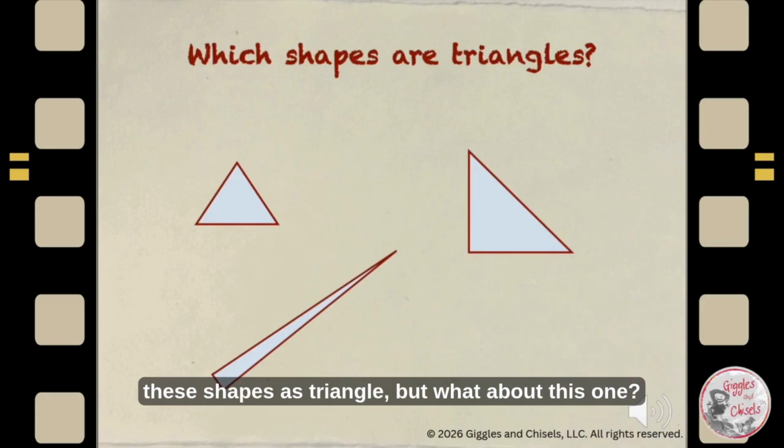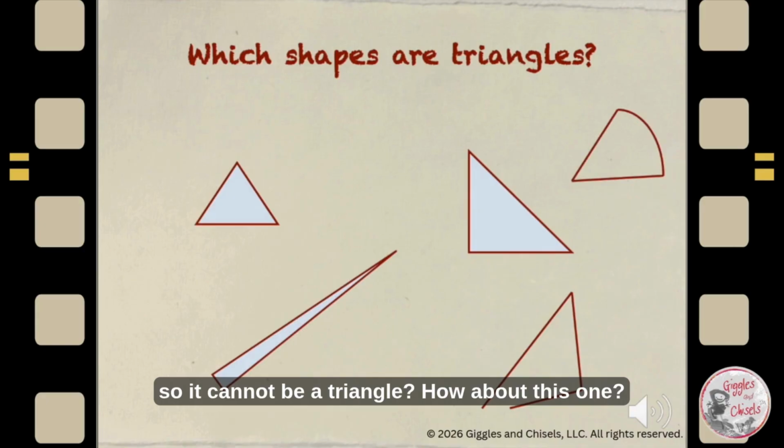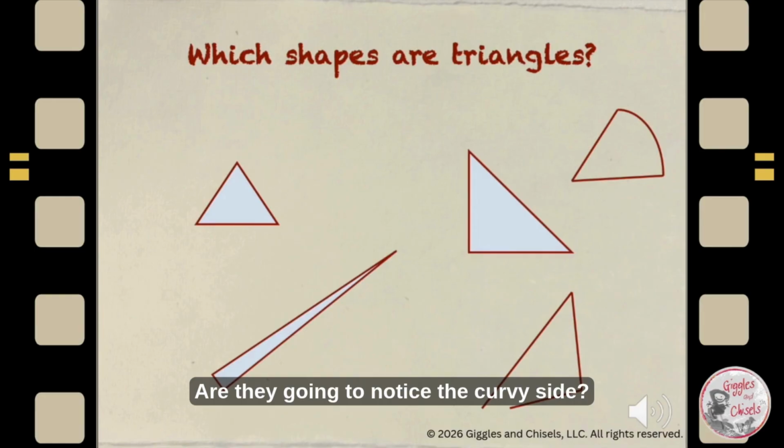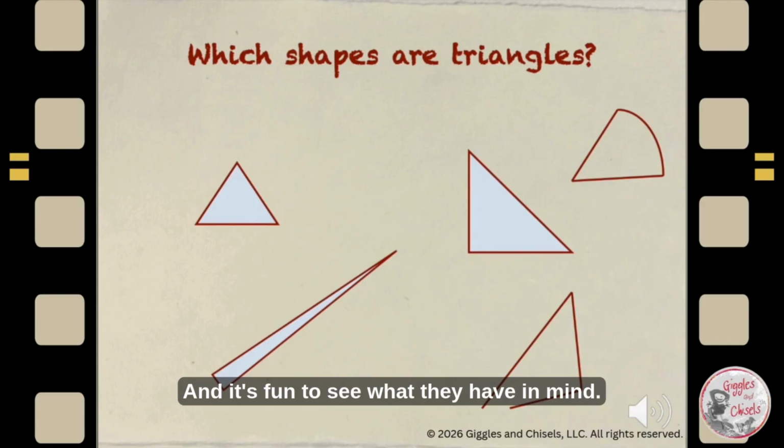But what about this one? Are they going to notice that the shape is open, so it cannot be a triangle? How about this one? Are they going to notice the curvy side? So asking the child what shape is it and how do you know will deepen their thinking around shapes. And it's fun to see what they have in mind.